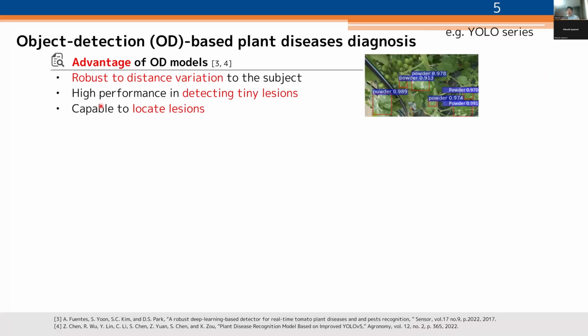This is one piece of evidence that the CNN or ViT classifier has difficulty handling variation of the target. On the other hand, object detection-based methods such as YOLOv5, 6, 7, and the like have several advantages over CNN or ViT-based models. One is robustness to distance variation. They can detect tiny regions such as the initial symptoms of powdery mildew, and they provide the location of lesions.